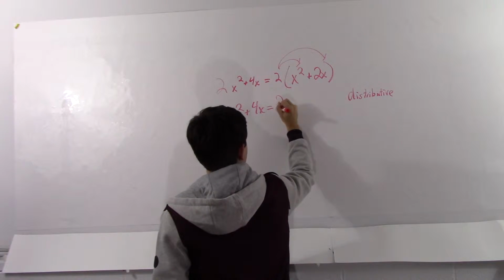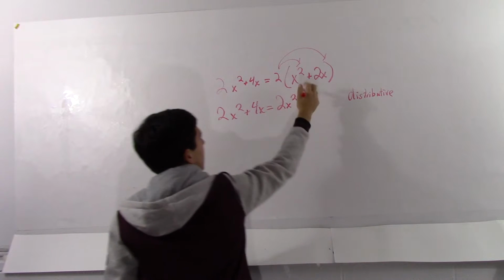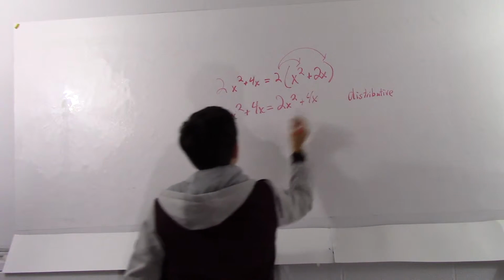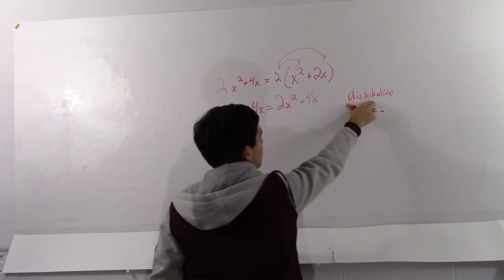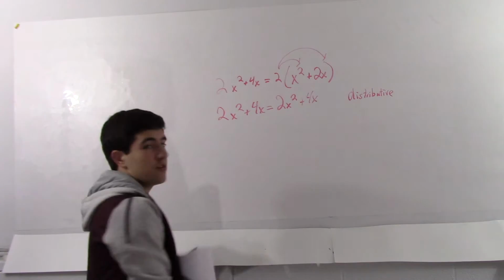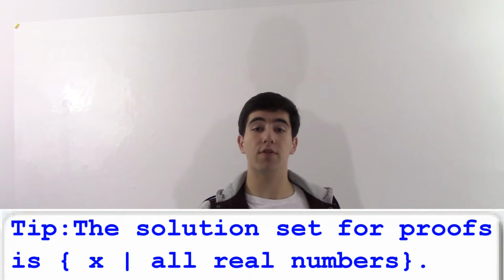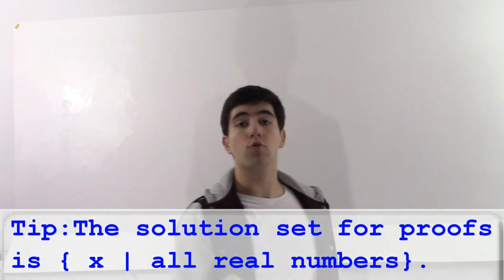2 times x squared is 2x squared. 2 times 2x is 4x. Well, what do you know? Both sides show the same thing. And I just proved it using the distributive property. The other thing you need to know, if we were to plug in numbers, any number would work. So therefore our solution set is all real numbers.